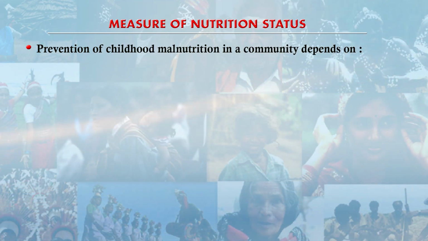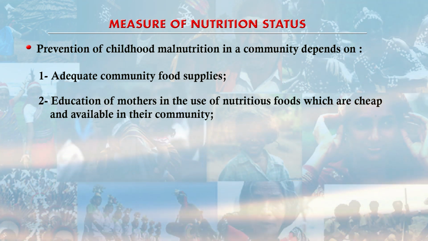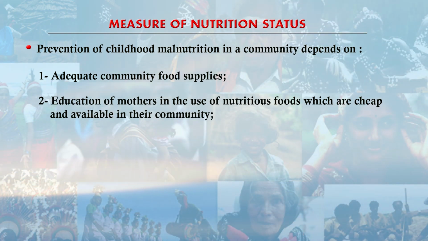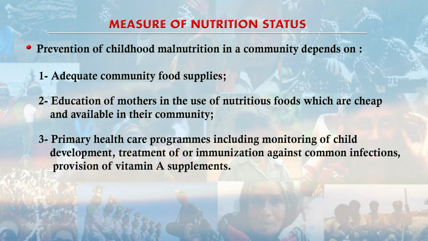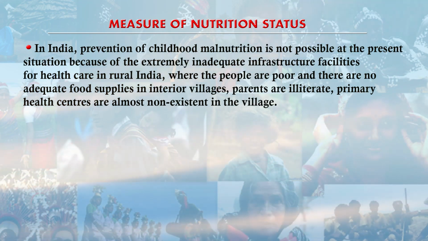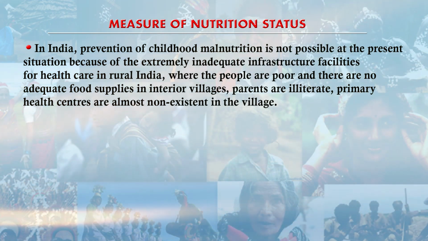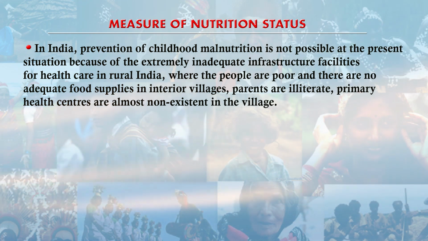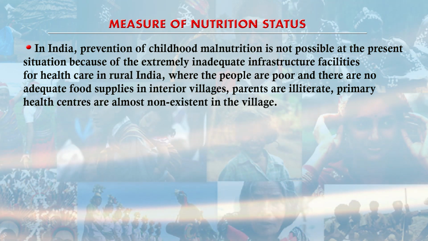Now let us look at the prevention of childhood malnutrition in a community. This depends on adequate community food supplies, education of mothers in the use of nutritious foods which are cheap and available in their community, and primary healthcare programs including monitoring of child development, treatment of or immunization against common infections, and provision of vitamin A supplements. In India, prevention of childhood malnutrition is not possible in the present situation because of the extremely inadequate infrastructure facilities for healthcare in rural India, where the people are poor and there are no adequate food supplies in interior villages. Parents are illiterate, and primary health centers are almost non-existent in the village.